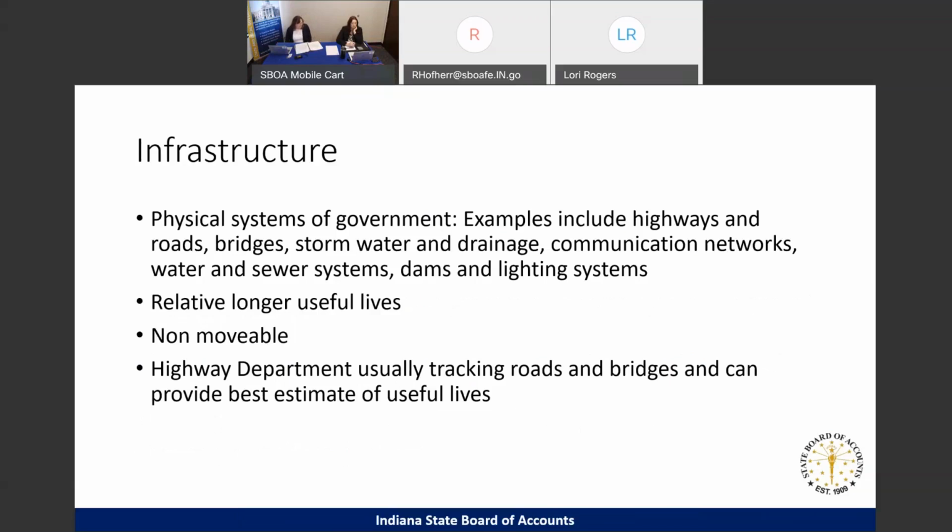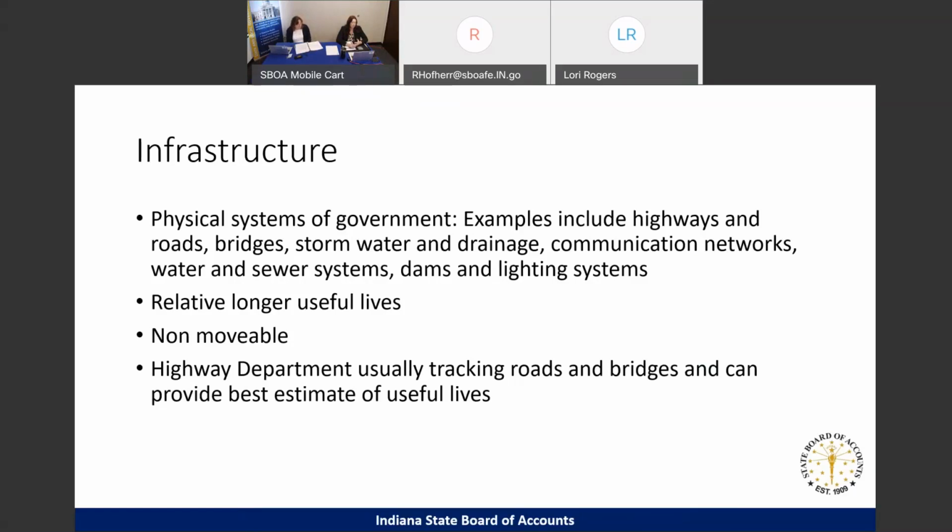So infrastructure are the systems that support the county's operations. These are things like your county roads, highways, bridges. That's probably the biggest for counties, your stormwater and drainage systems. Even if you have communication networks set up, that can be part of your infrastructure. For cities and towns, this often includes their utilities, electric, water, or wastewater systems. Those items tend to last longer than other things, like equipment and vehicles do. They tend to be non-movable. So think roads and stormwater drains. They cannot be moved without a whole lot of work and equipment. It's a major project to move them.